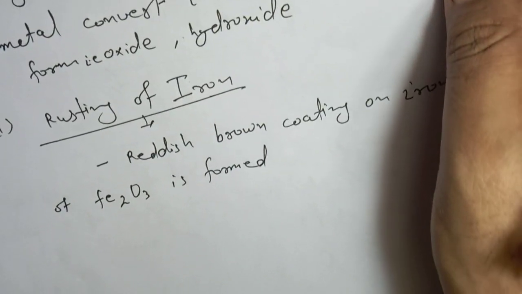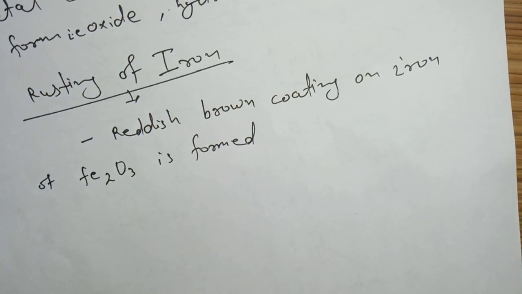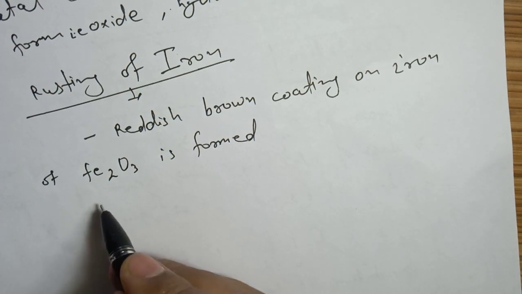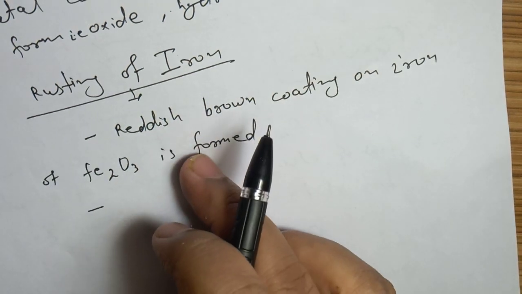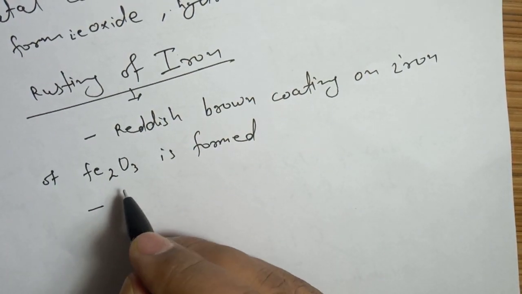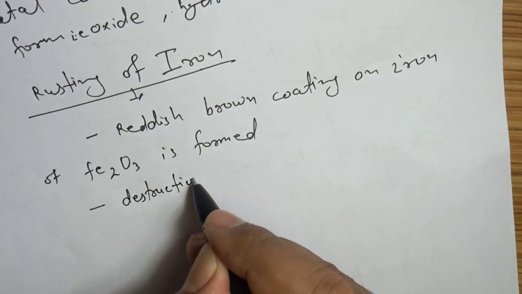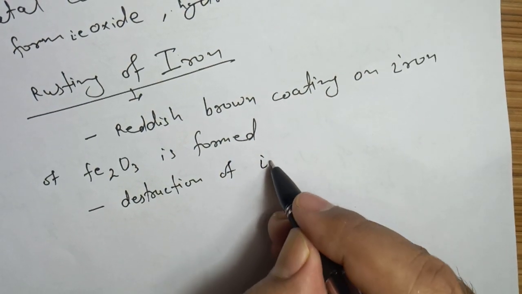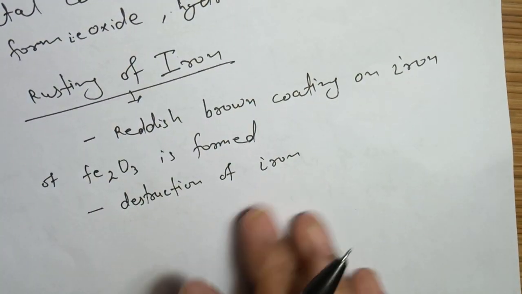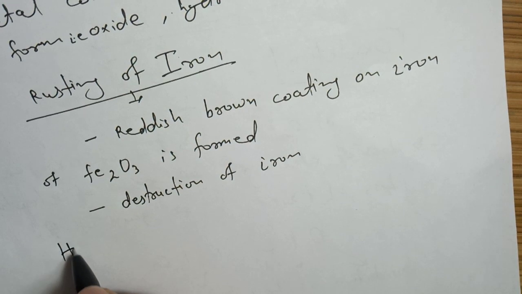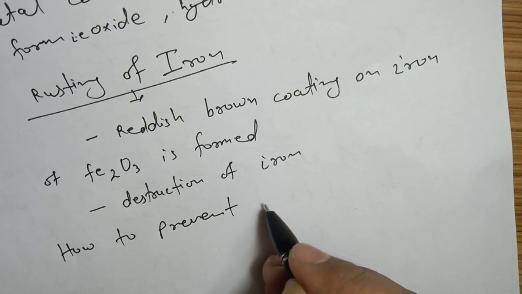Now in rusting, a kind of destruction of iron happens. So due to rusting, destruction of iron. So how to prevent it? That's the big task. How to prevent rusting?